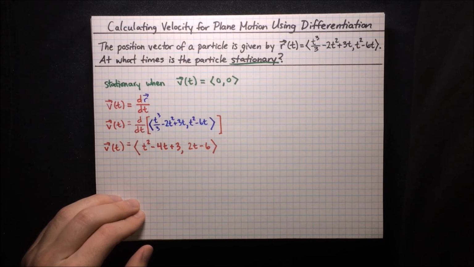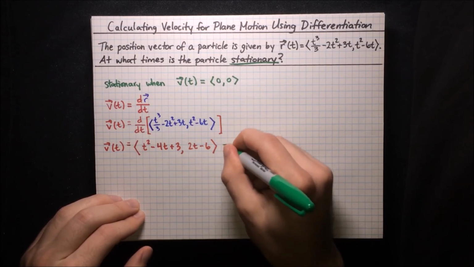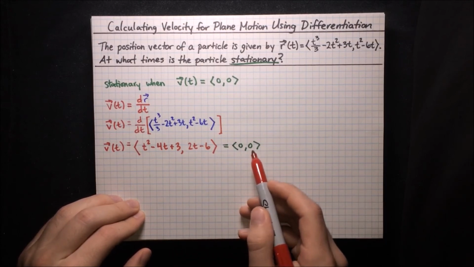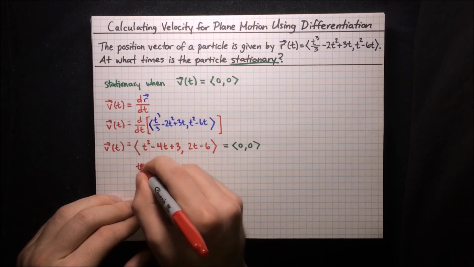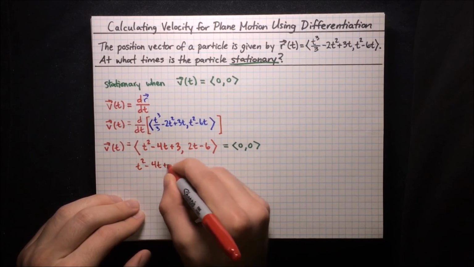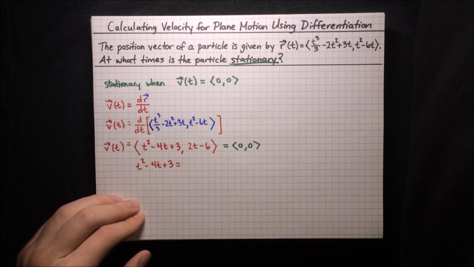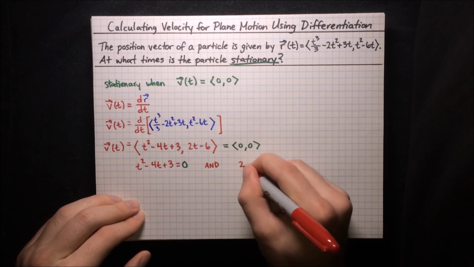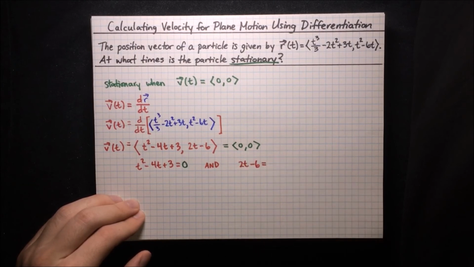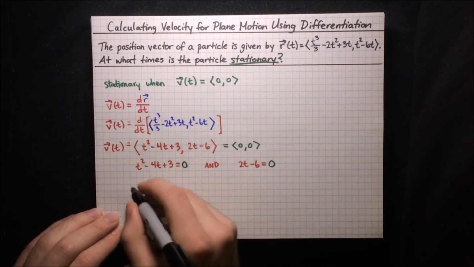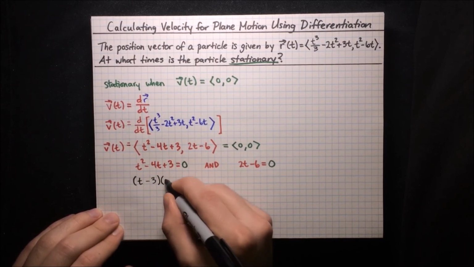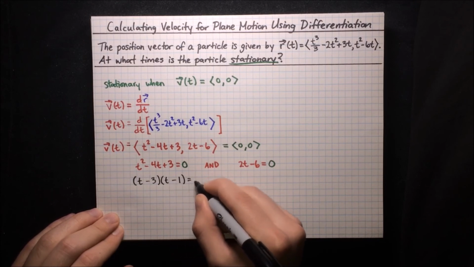Now again, when the particle is stationary, we need this vector to be equal to <0, 0>. Now how do we solve this vector equation? Well, we just set the components equal. So t squared minus 4t plus 3 has to be equal to 0. And the second component, 2t minus 6, also has to be equal to 0. So let's go ahead and solve. This first equation is a quadratic, which factors nicely. It factors into (t minus 3)(t minus 1) equals 0.